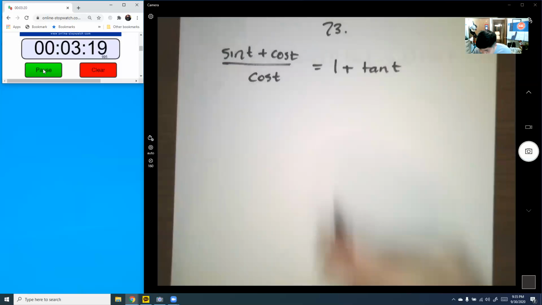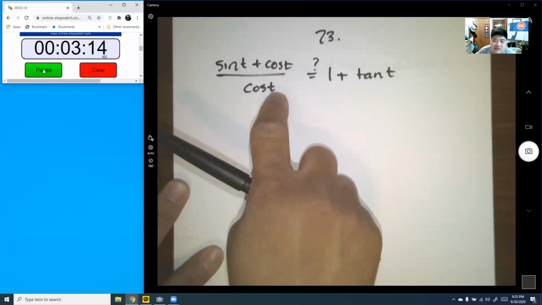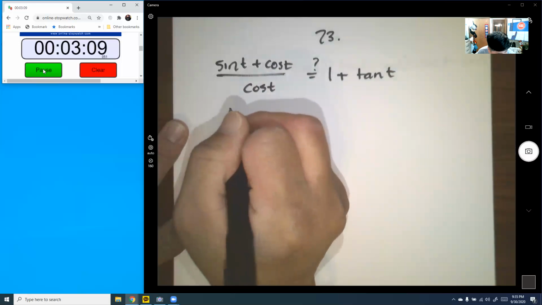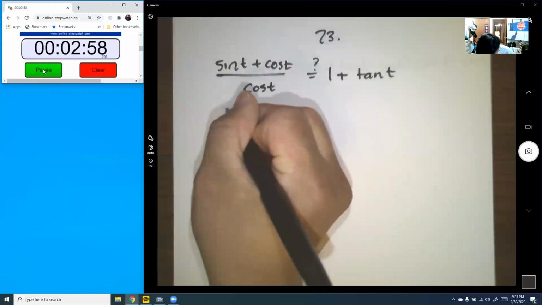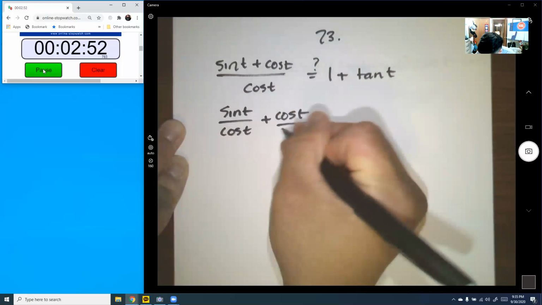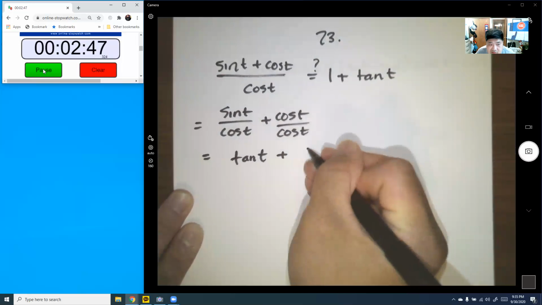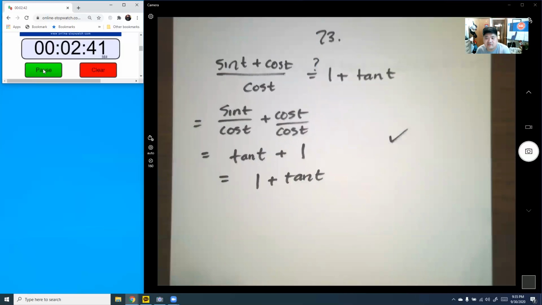All right, let's look at another one. Can we verify sine of t plus cosine of t over cosine of t? Does that equal 1 plus tangent of t? I'll use a strategy similar to number 17, I think. So this will end up being sine of t over cosine of t plus cosine of t over cosine of t. Then sine of t over cosine of t is tangent of t. Cosine of t over cosine of t is 1. So I can rewrite it as 1 plus tangent of t. And so this one has been verified.